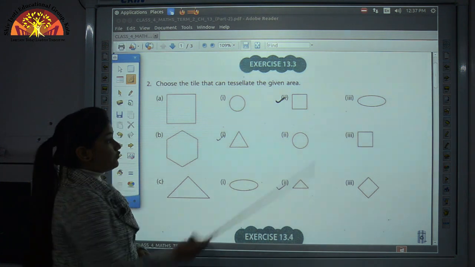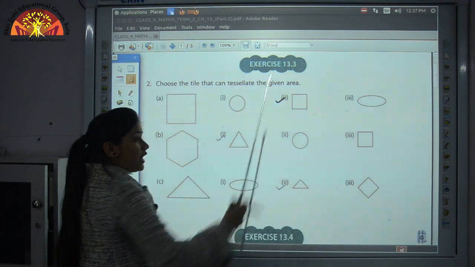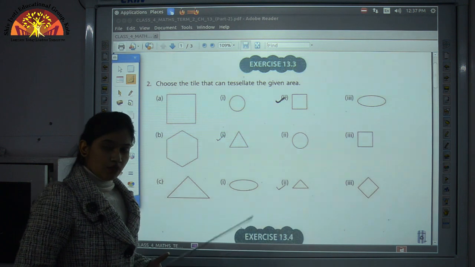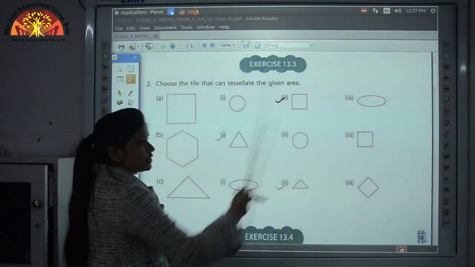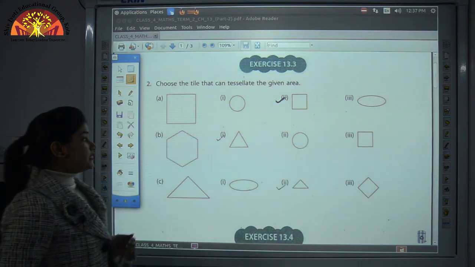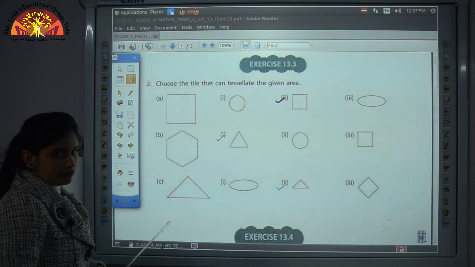Is it clear? If you take this oval, again you will find some space between them. Okay, so this is not the correct option. The correct option is the second one. In this way you have to do B and C parts also.